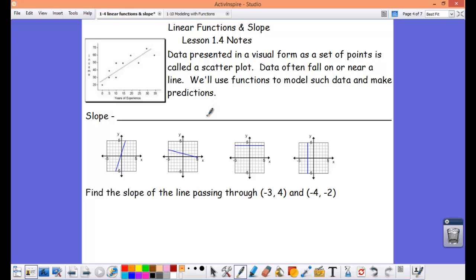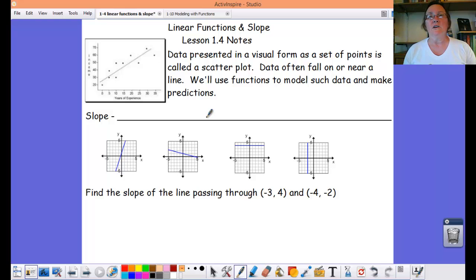We're going to be reviewing some algebra things that you've learned in the past about linear equations and slope. A big reason for doing that is that many things in nature follow linear patterns, and in this particular case we're looking at years of experience versus income. If you had to describe this graph, you'd say, well, as the years of experience go up, so does income, right?